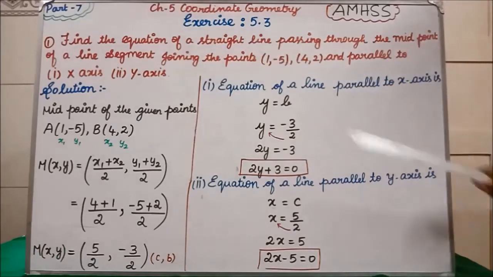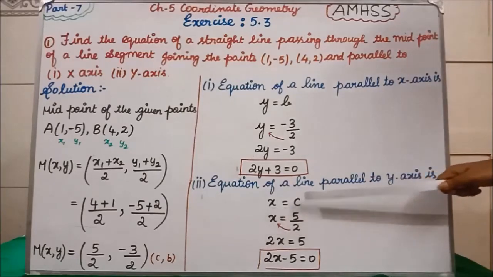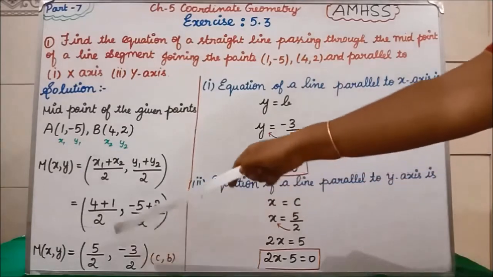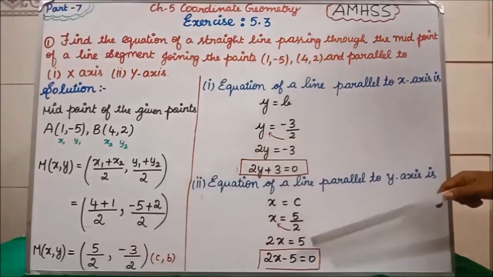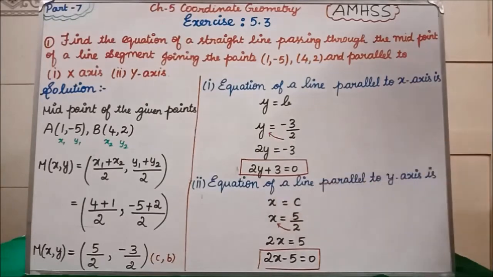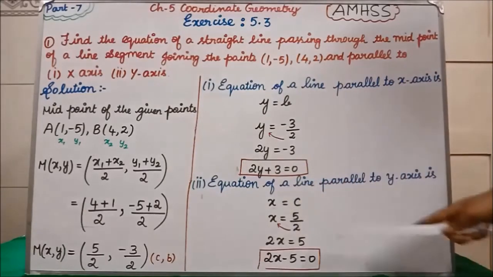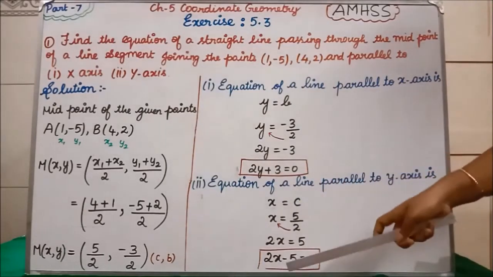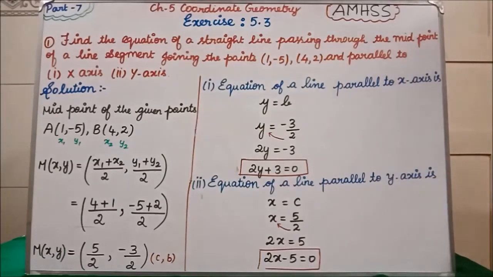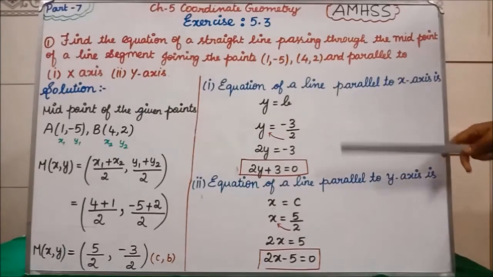The next subdivision is what? Parallel to the y-axis. What is the formula for the equation of a line parallel to the y-axis? In the tabular column, what have I written? x is equal to c we have written. So x is equal to, first, what is c? 5 by 2. So x is equal to 5 by 2. Again cross multiply this 2: 2x is equal to 5. We have to write it in equation form, so take this 5 to the other side before the equal sign, so it becomes minus 5. So 2x minus 5 is equal to 0. Clear?